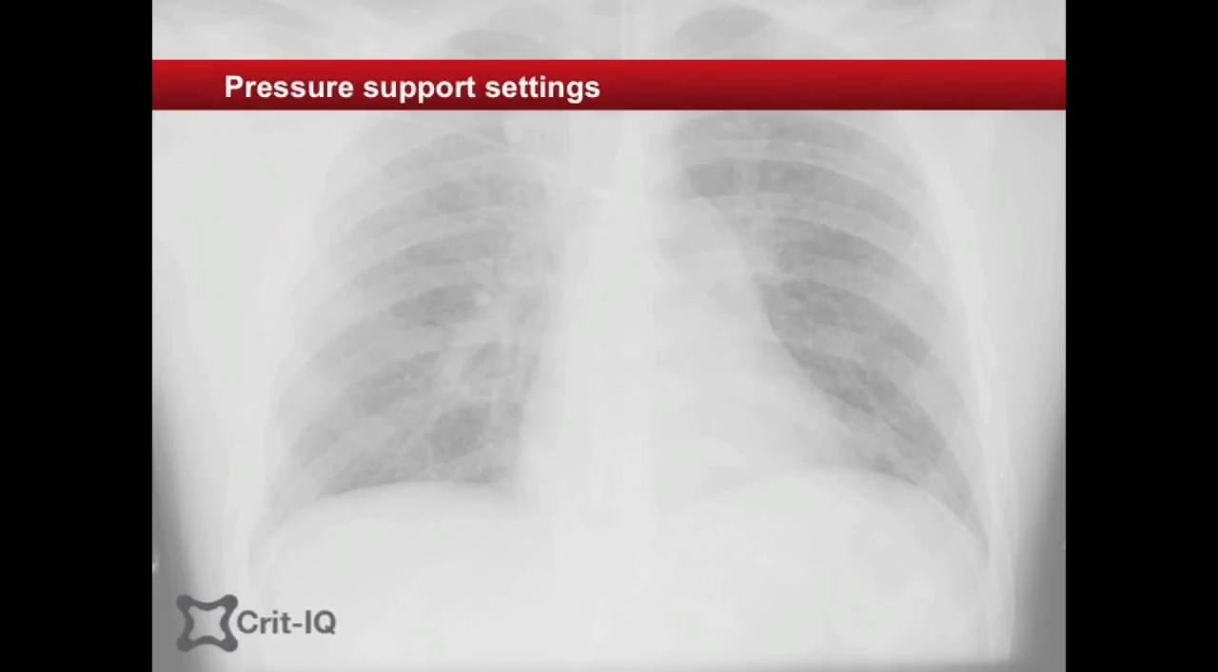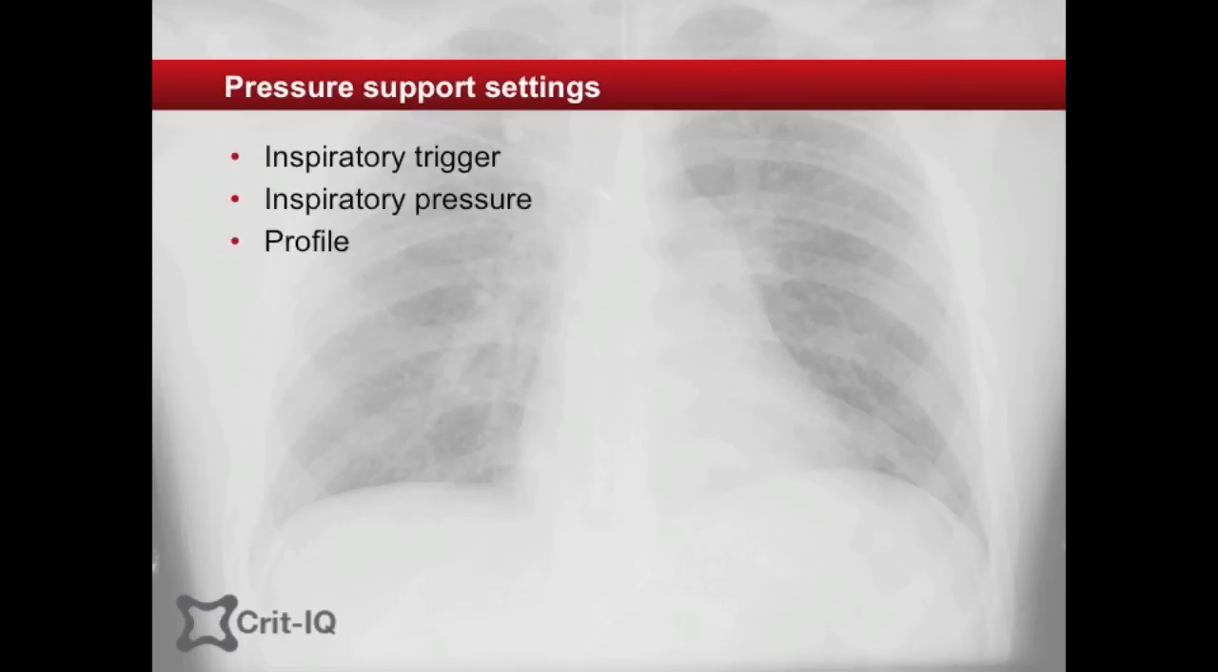Important settings for pressure support ventilation include the trigger as previously discussed, the degree of pressure support applied, the profile of the breath, and the trigger for cycling into expiration. The default settings for inspiratory trigger, expiratory trigger, and profile are usually appropriate as a starting point for most patients. Settings in specific circumstances will be described separately.